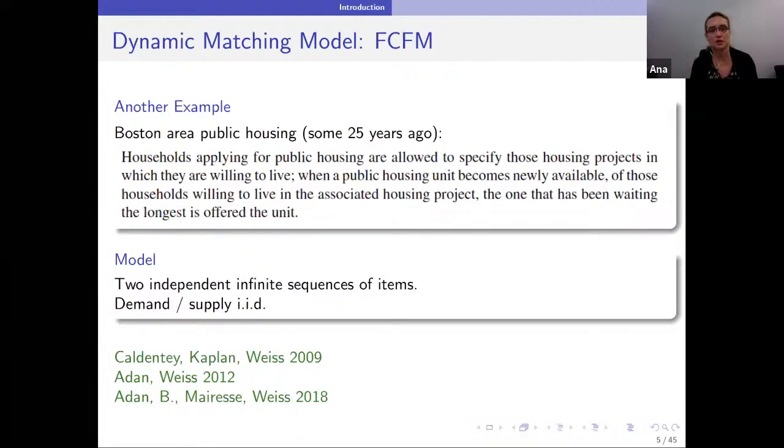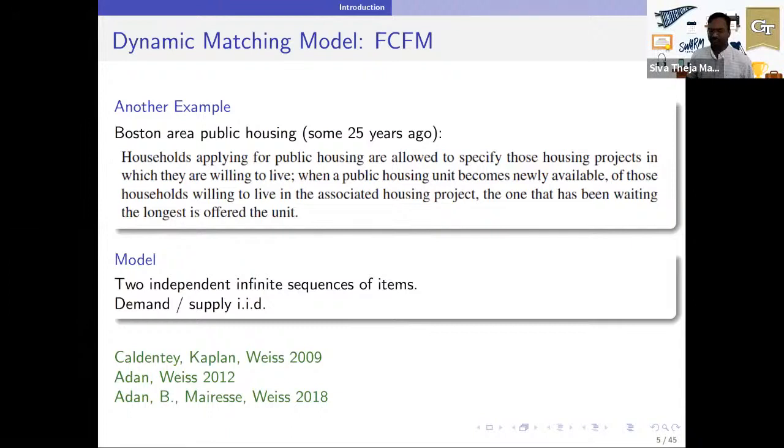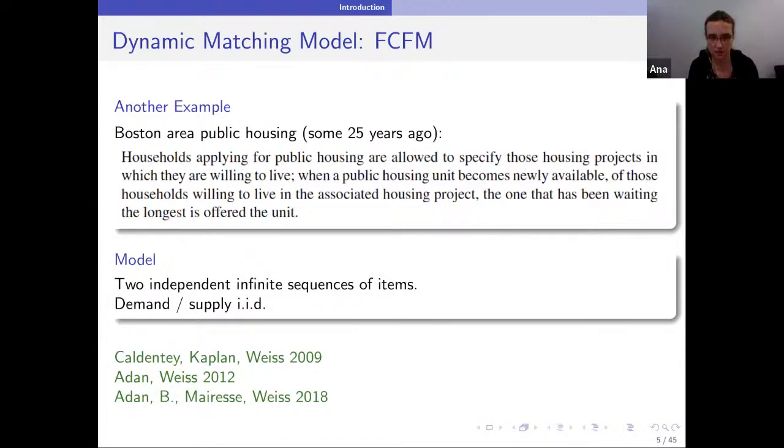This model was initially studied by Caldentey, Kaplan and Weiss in 2009, and then by many other authors. You have both demand and supply that come into the system according to some IID process, and you have to match them according to the first come first matched policy.